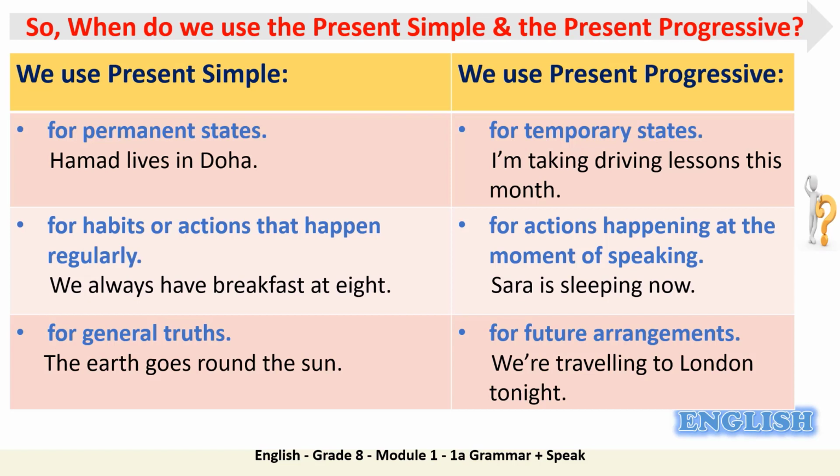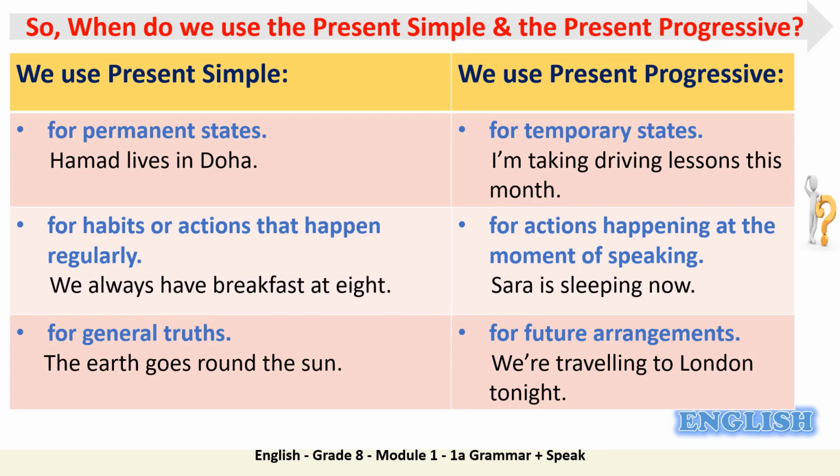Next, for habits or actions that happen regularly. Like if I say, we always have breakfast at 8. So this is like a habit for my family. Last one, for general truth. The earth goes around the sun. Of course, this is a fact, and no one can ignore it. So we use for it the present simple.